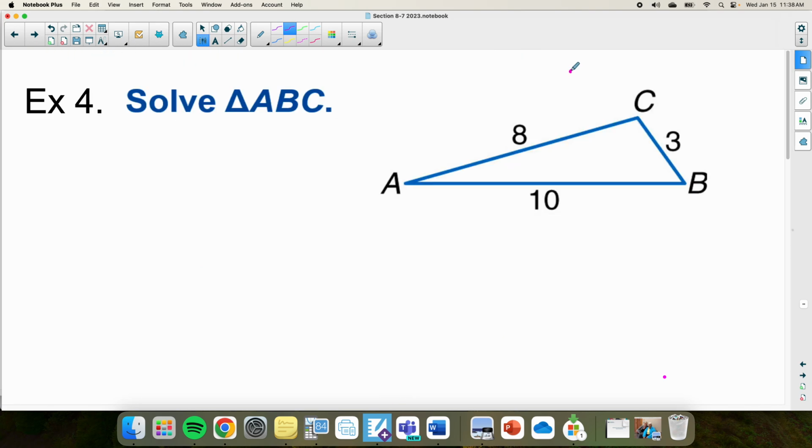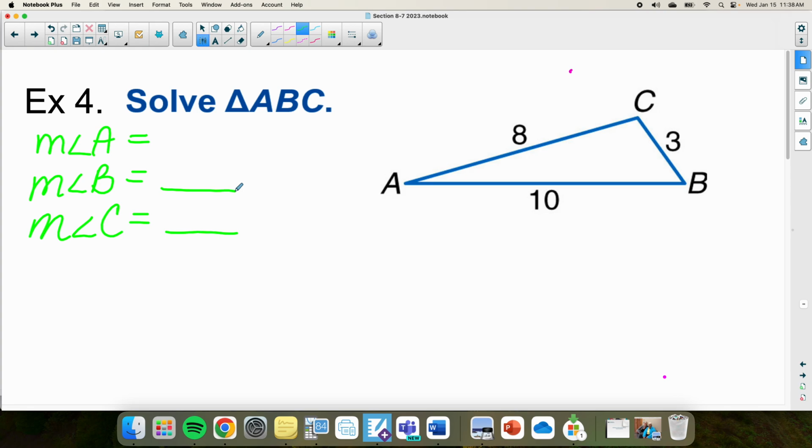All right, so in this one, again, we have to find the measure of angle A, the measure of angle B, as well as the measure of angle C. And across from angle A is little a, across from angle B is little b, across from angle C is little c. And in this one, which angle am I going to start with? A, right? Because it's across from the 3.